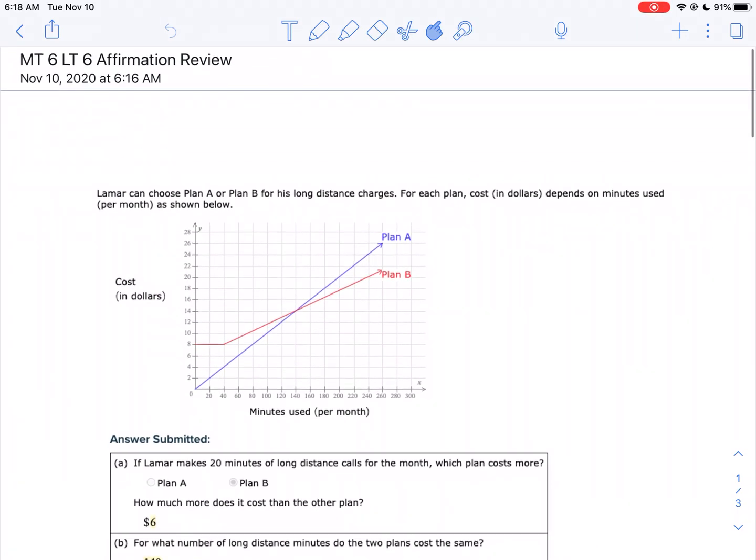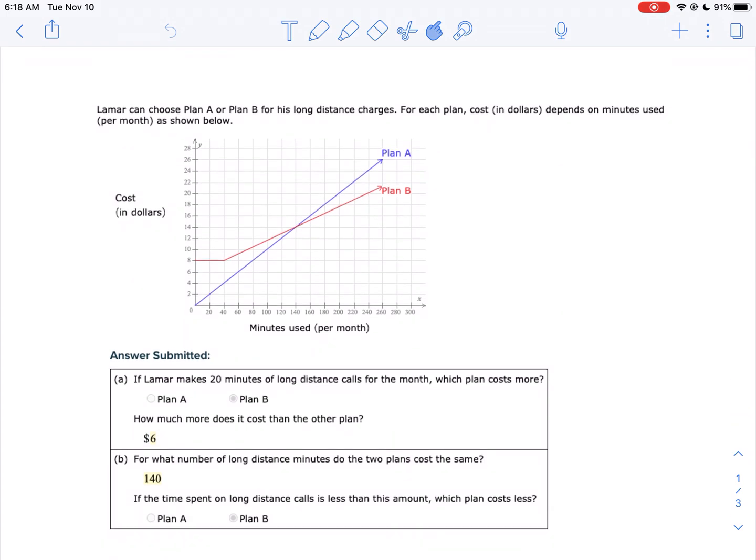Let's take a look at your MT6, LT6 affirmation. On the first question, part A is correct, and part B is mostly correct. I think if we look at the second part of part B, if the time spent on the long distance calls is less than 140, which plan costs less? So if we look at 140 right here, if we go to the left of that, which one would be less than? Well, that would be the blue line, which is plan A.